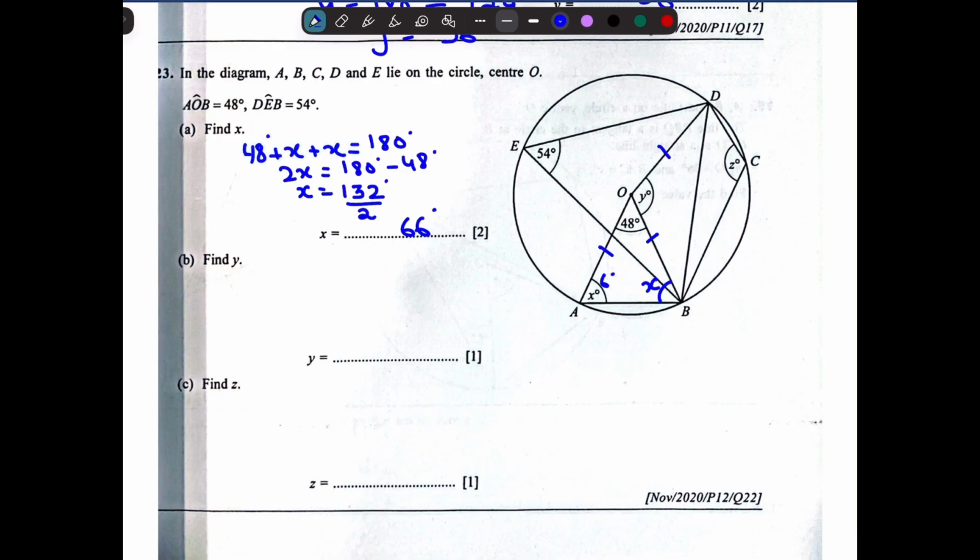Okay, so x is 66. This will be 66 as well. Next, they want us to find y. Okay, so let's see.